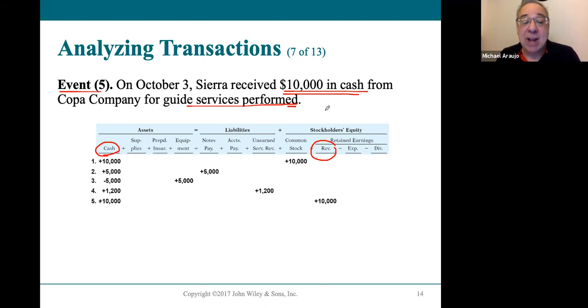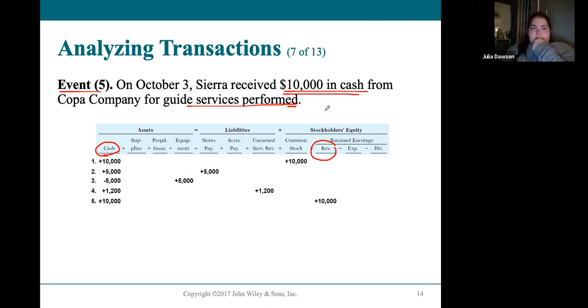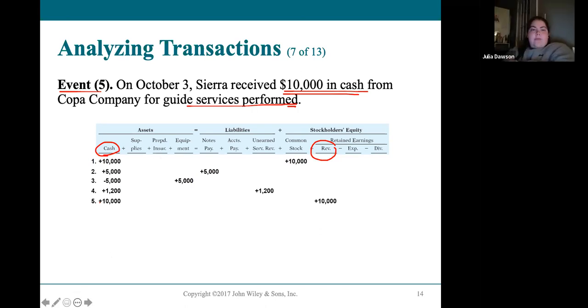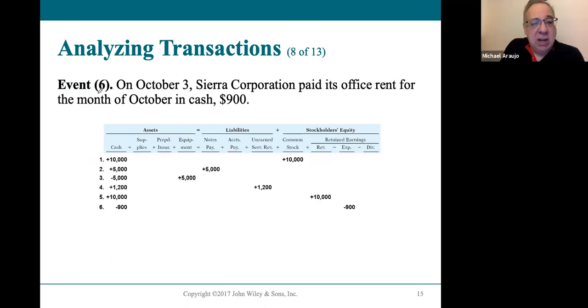She's absolutely right. Debiting cash means we have more cash, which is exactly what happened. Crediting service revenue means we have more service revenue, which is exactly true. So wonderful, nice job there. Event number 6. We paid rent.